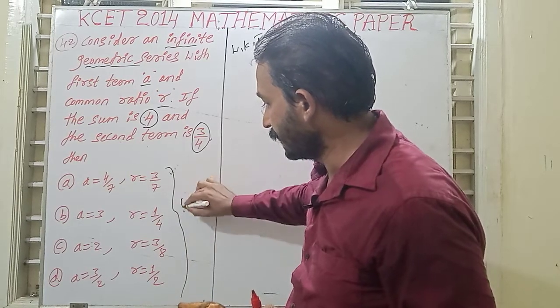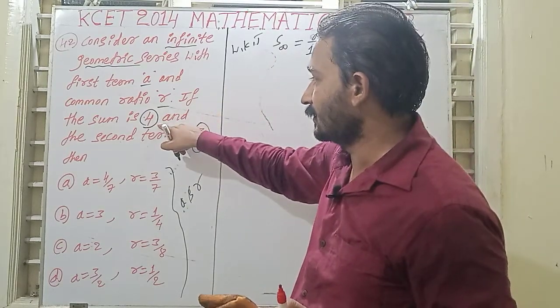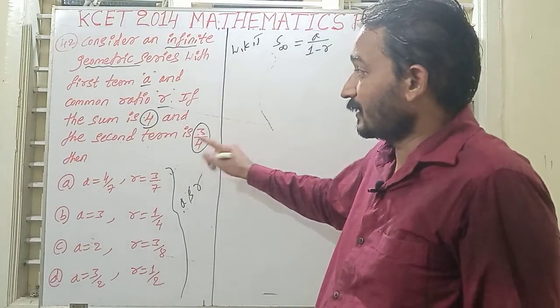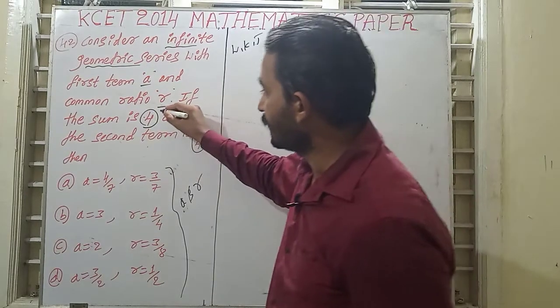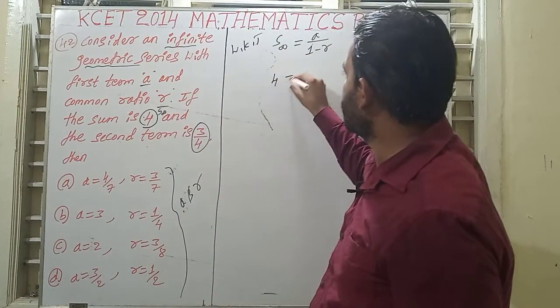First term A and common ratio. But S infinity in the question is 4. So let it be, we don't need this. We are not solving as usual, we are substituting into the options. Okay, so using this condition S infinity, this is S infinity. Substitute S infinity 4 is equal to A.